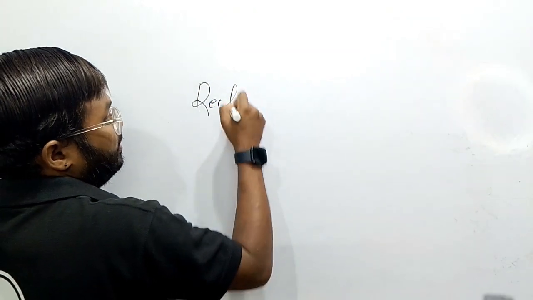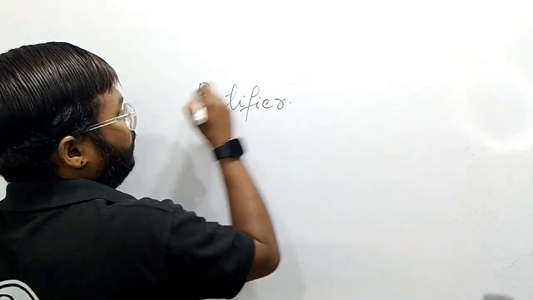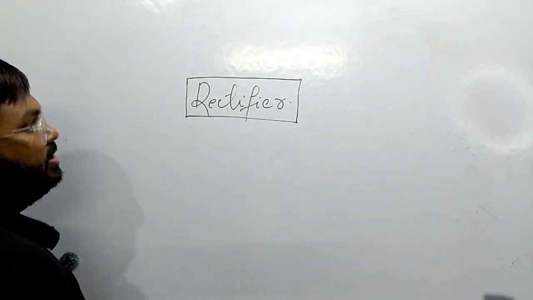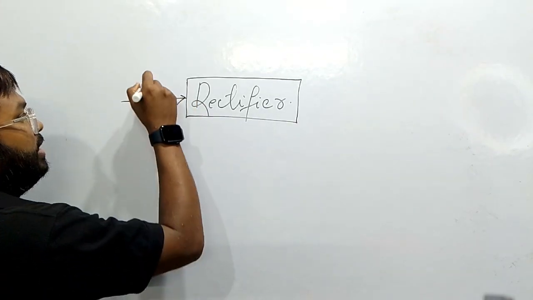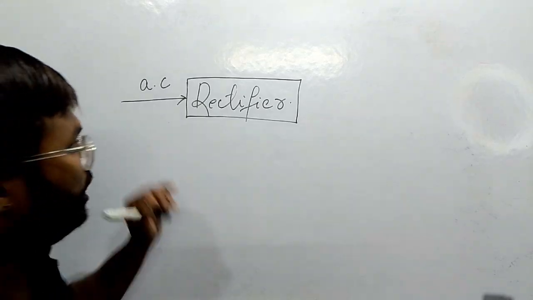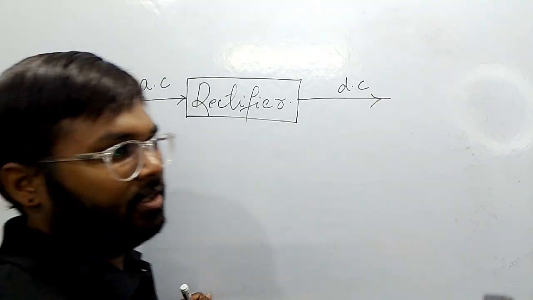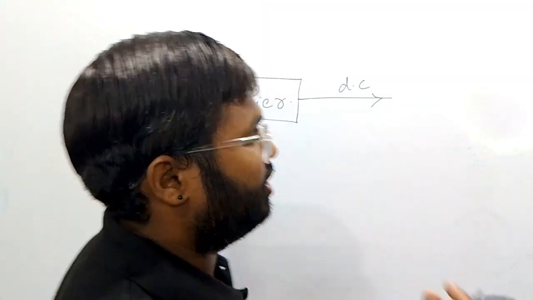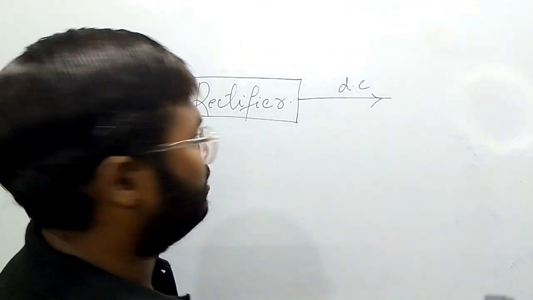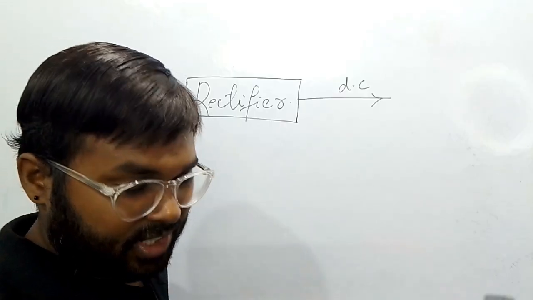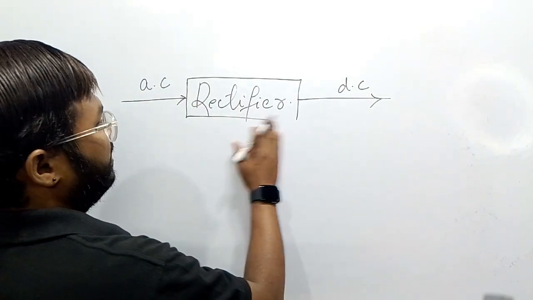Hello everyone. Let me explain to you the rectifier and its types. What does the term rectifier mean? This is a device which converts AC current or voltage to DC. We have many devices at home, like chargers, and those are all rectifiers. What it does is change alternating current to direct current.